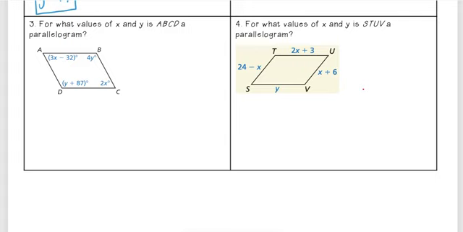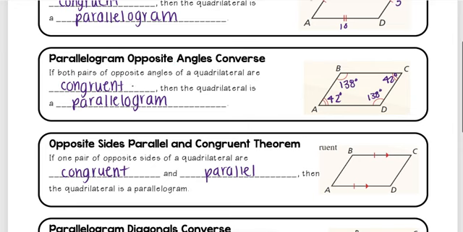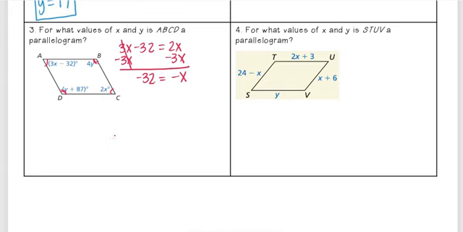Okay, looking at this next one, again, same directions. Now I have the angles, and so I know for proving this is a parallelogram that my opposite angles need to be congruent. Then I can use this converse. So that means that angle A needs to be congruent to C, and D needs to be congruent to B. So I'm going to start with my x, so I have 3x minus 32 is equal to 2x. I'm going to subtract 3x from both sides. And now to get rid of this negative in front of x, I need to divide both sides by negative 1 because there's really an imaginary negative 1 out in front. And so I get that x is equal to 32.